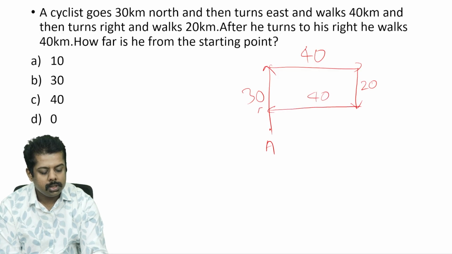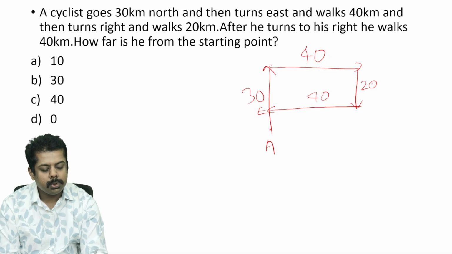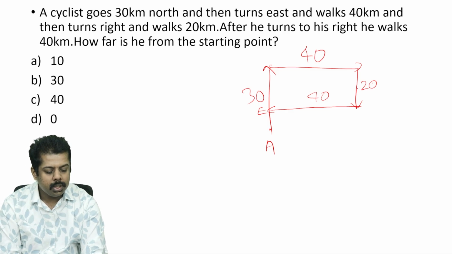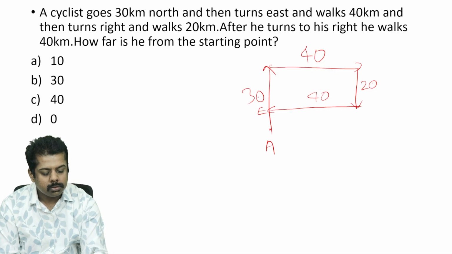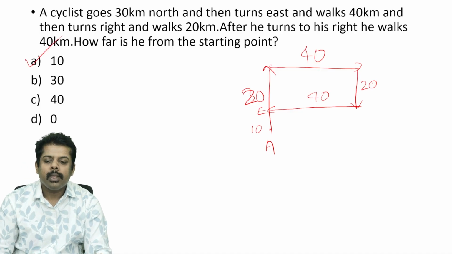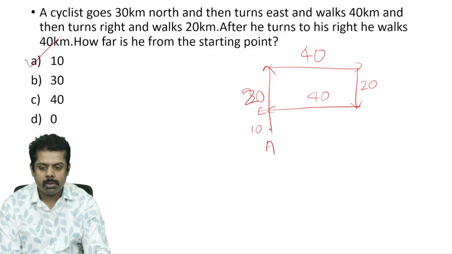So basically this is our ending point. Now the question says, how far is he from the start? So this is easy. As you can see, this was 20, this is 40, this is a total of 30. So this much has to be 20 and this has to be 10. So the answer here has to be option A, that is 10 kilometers.